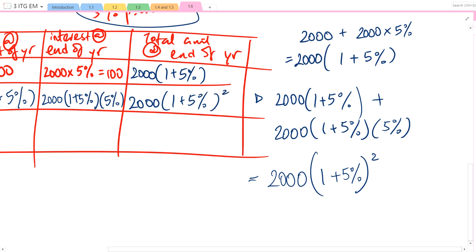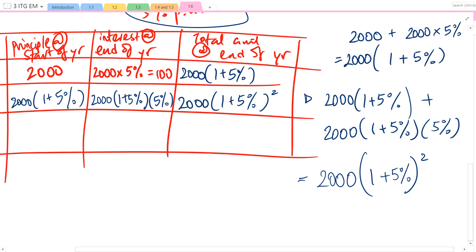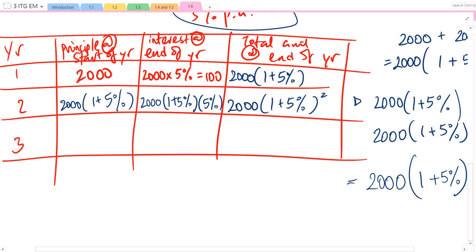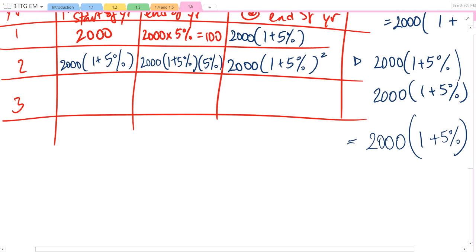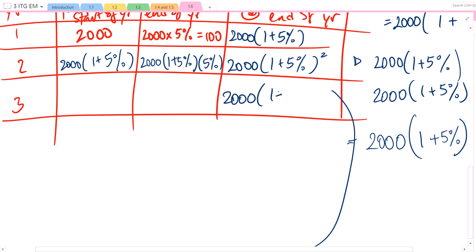Now, we could have calculated the exact values. In the first box, it will be 2100. In the second box, it will be something else altogether. If I continue to do this for year 3, year 4, year 5, what do you think I will get on this part? This is what I'm interested in, the 1 plus 5%. Looking at the pattern, I think I will get 2000, 1 plus 5% to the power 3. That is at the end of year 3. At the end of year 4, so on and so forth, you can see the results in your textbook, page 27.